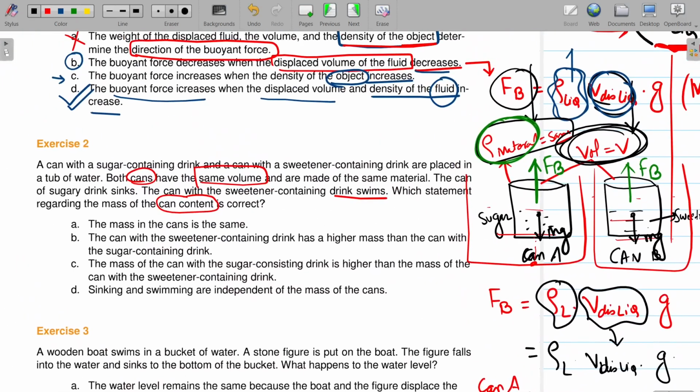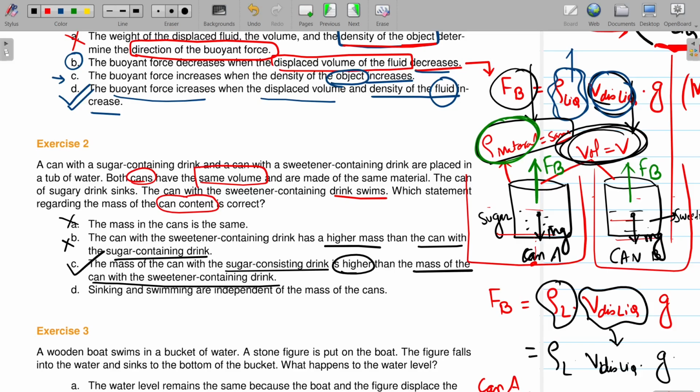The mass in the can is the same. This is the wrong one. The can with a sweetener containing drink has a higher mass than the can with the sugar containing drink. No, this is wrong. The mass of the can with the sugar containing drink is higher than the mass of the can with the sweetener containing drink. Yes, this is correct.